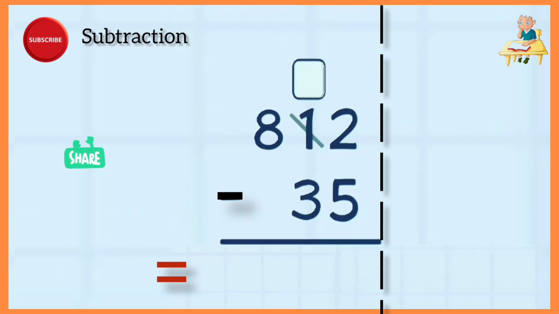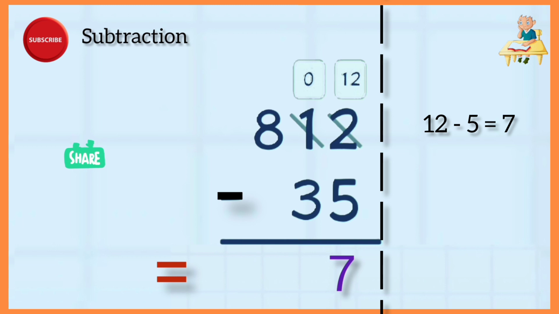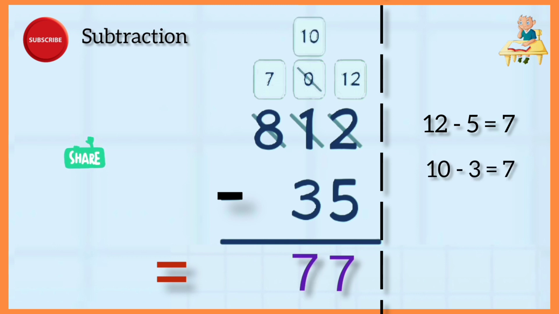812 minus 35. 2 is less than 5. We get 1 from next digit, and 2 becomes 12. 12 minus 5 is equal to 7. 0 is less than 3. We get 1 from next digit, and 0 becomes 10. 10 minus 3 is equal to 7, and 7 is equal to 7.